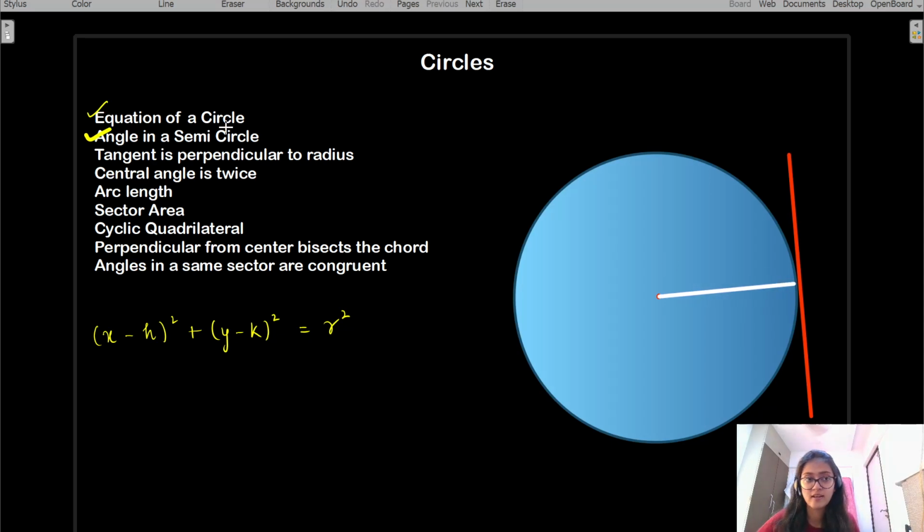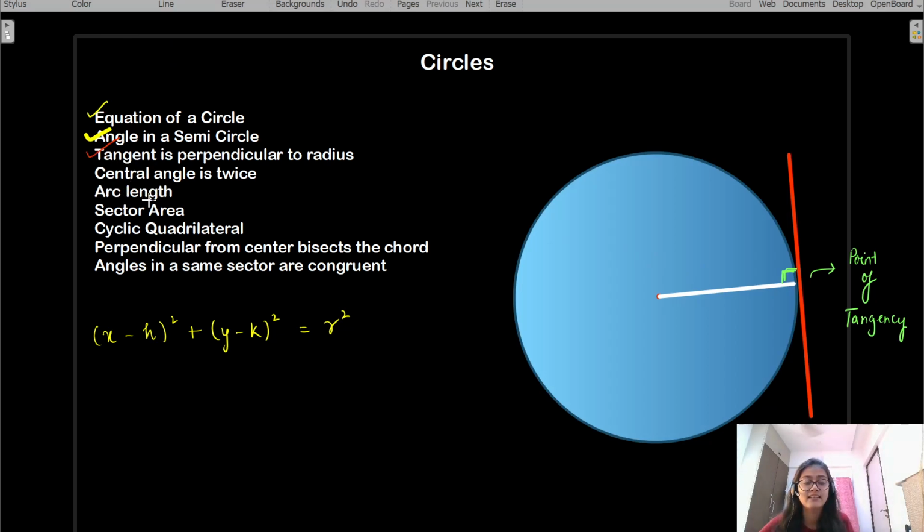So first of all, what is the point of tangency? This is the point of tangency, the point at which the tangent is touching the circle. So a tangent is perpendicular to the radius at the point of tangency. So this angle, the angle between the radius and this tangent, is going to be a right angle.